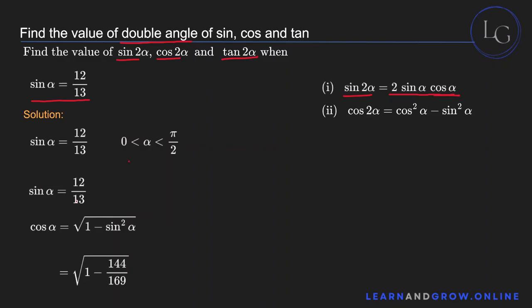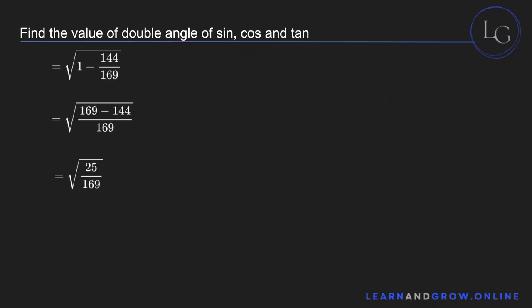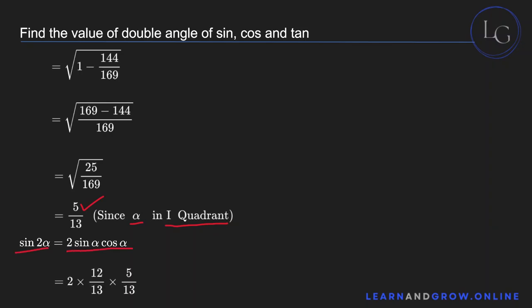Sine alpha is equal to 12 by 13, so cos alpha is equal to the square root of 1 minus sine square alpha. Since sine alpha is 12 by 13, sine square alpha is 144 by 169, basically 12 square over 13 square. Using that, you get the value as 5 by 13. And since alpha is in the first quadrant, this will be positive, as all functions are positive in the first quadrant. We already know that sine 2 alpha is equal to 2 sine alpha cos alpha. You already have sine alpha, and we found cos alpha, so eventually sine 2 alpha becomes equal to 120 over 169.